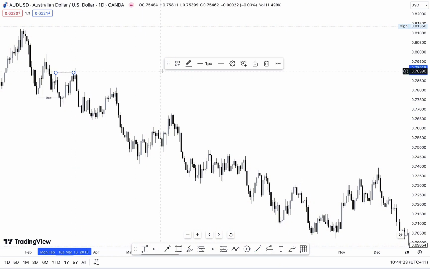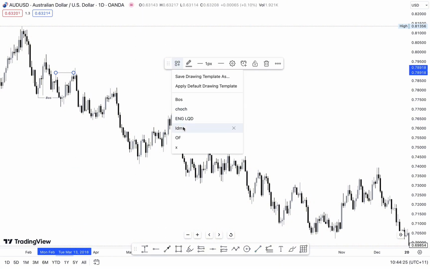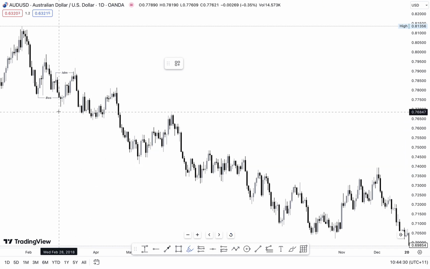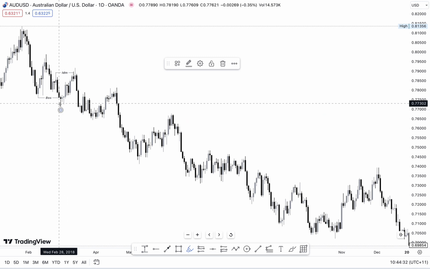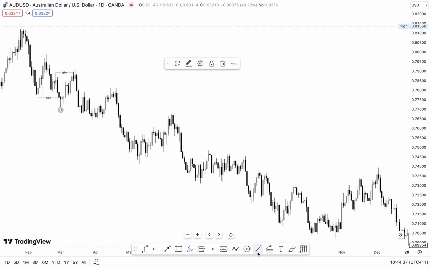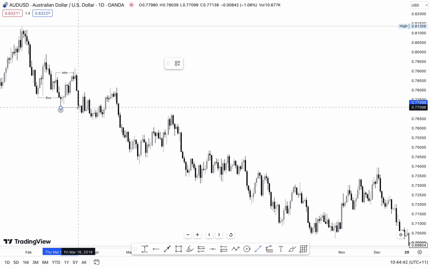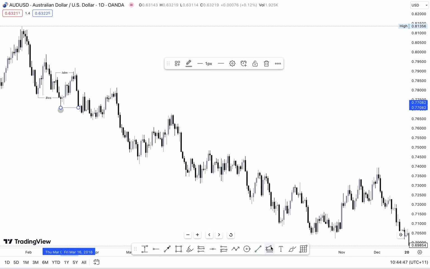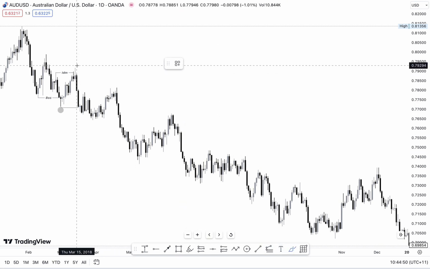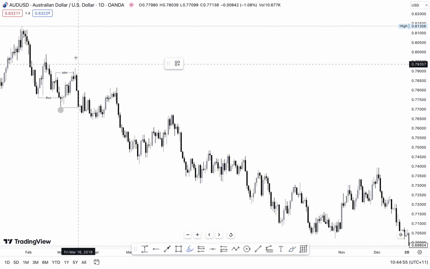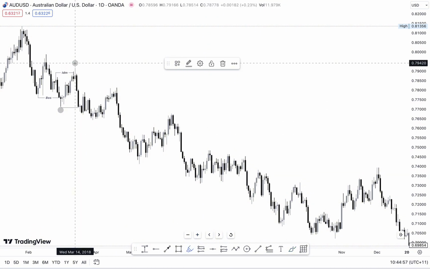So once we've identified our first pullback, which is also known as our inducement, what happens next? We identify our lower low, and until the break of this structure here, we'll identify this level as our lower high, correct? We'll identify this level as our lower high.